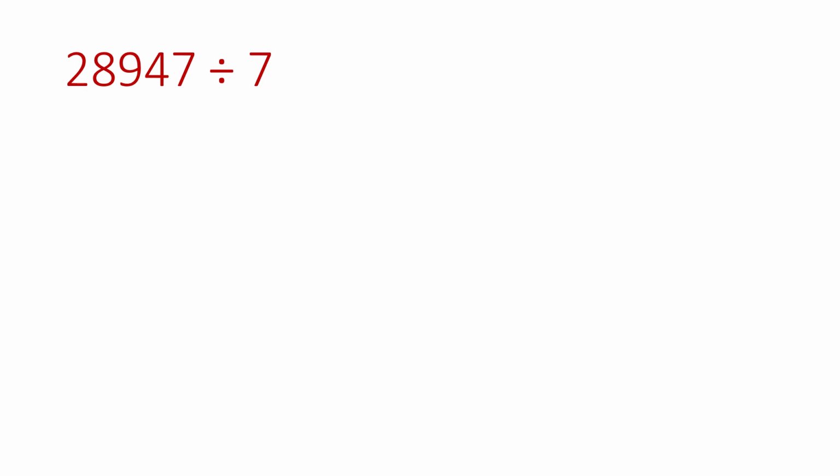28,947 divided by 7. See, first 2 is not divisible by 7, so I'm going to consider 28. 28 divided by 7 is divisible, so 4 times. 4 sevens are 28. 28 minus 28 becomes 0.